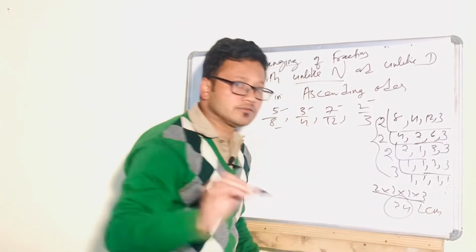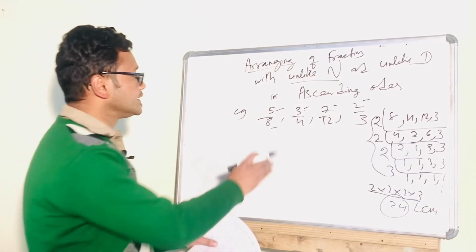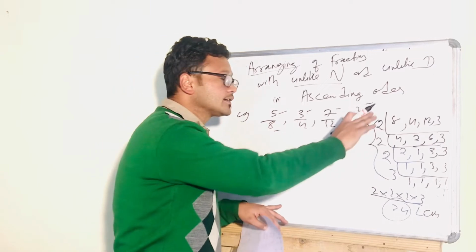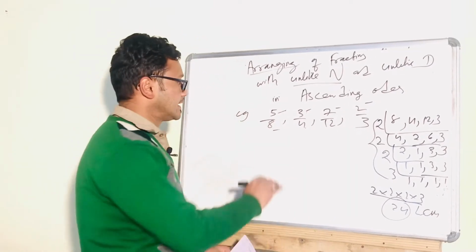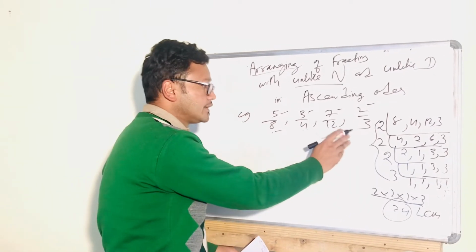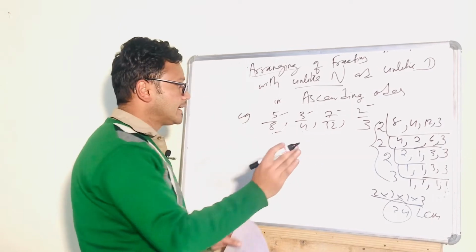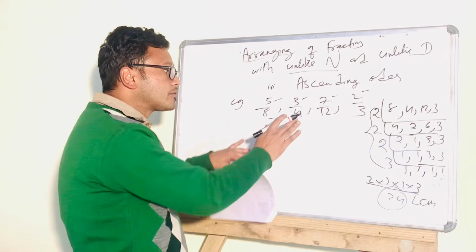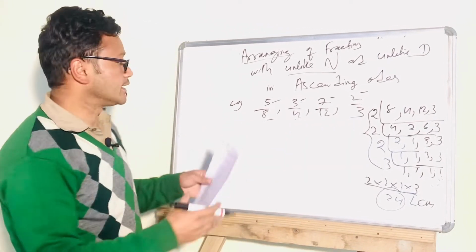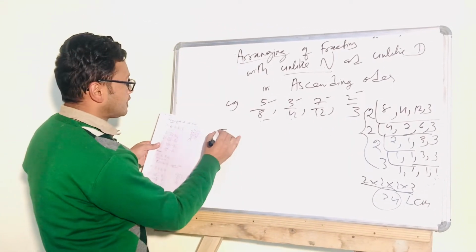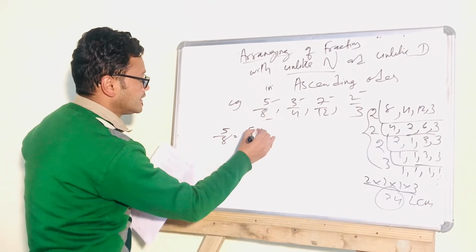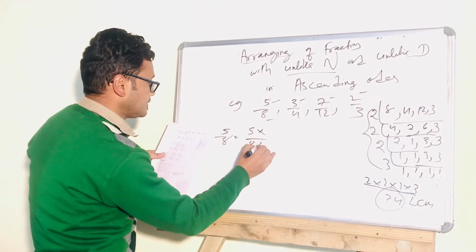First we have to find the LCM of the denominators, not the numerators. Don't be confused: not the numerators but the denominators. That means the LCM of 8, 4, 12, 3, of the denominators only. Now, first write the fraction 5 by 8. Just write 5 into, then 8 multiplied again.